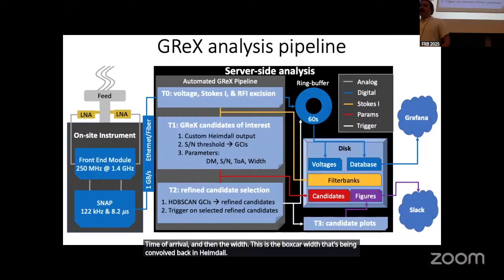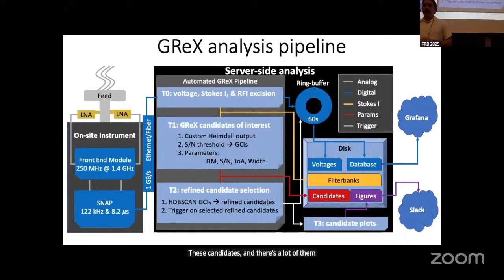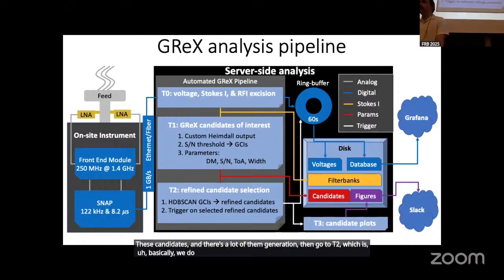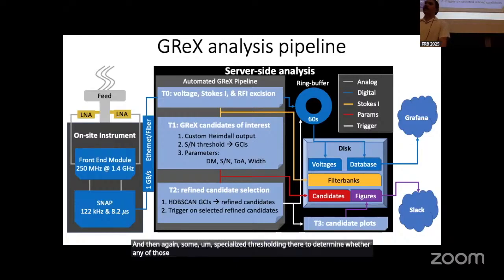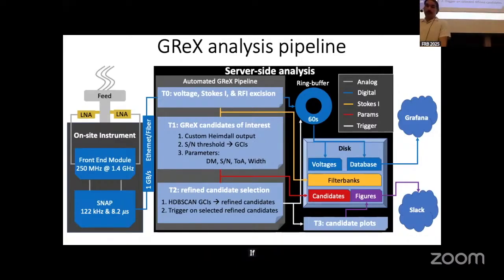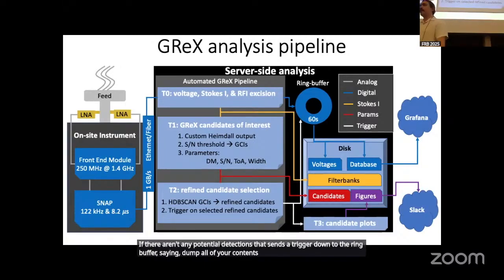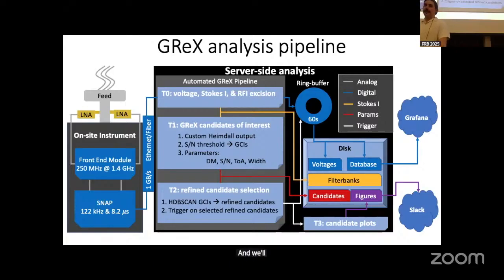These candidates, and there's a lot of them generated, then go to T2, which is basically we do clustering with HDBSCAN to get refined candidates, and then again some specialized thresholding there to determine whether any of those are a potential burst. If there are any potential detections, that sends a trigger down to the ring buffer saying dump all of your contents to disk and we'll visually inspect stuff later. Also sends a trigger to T3.